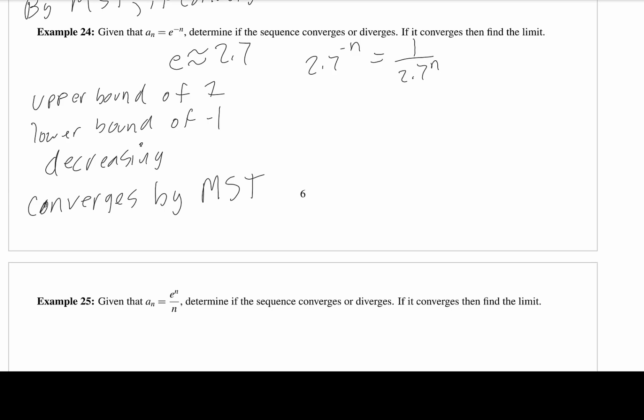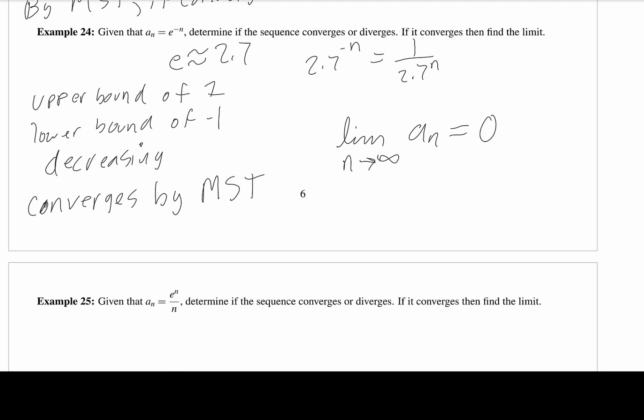Okay, and so now we want to find the limit as n goes to infinity of this guy. So again, our numerator is staying constant and our denominator is getting infinitely big. So this is going to be going to 0.